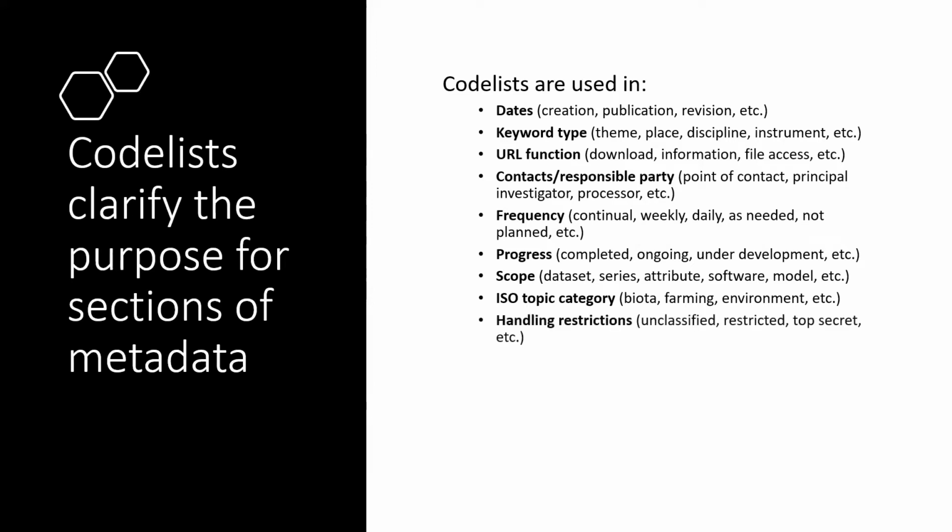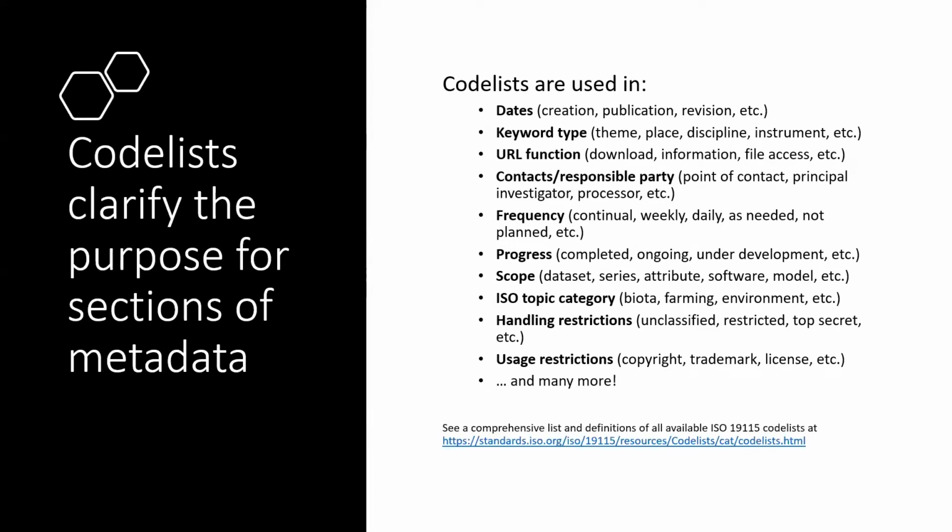Are there handling restrictions, such as unclassified, restricted, or top secret? What usage restrictions should users be aware of? Is the information subject to trademarks, licenses, or copyrights? These are only a few of the available choices ISO 19115 offers. To see the full list of available code lists and their definitions, visit the International Organization for Standardization's website.